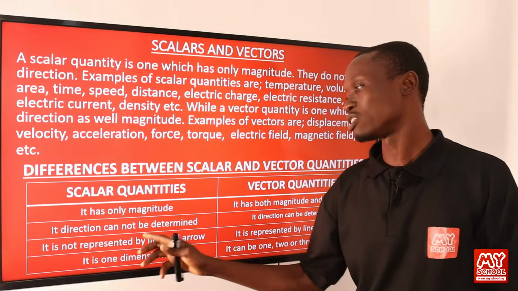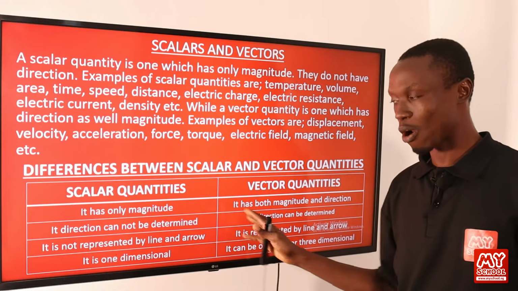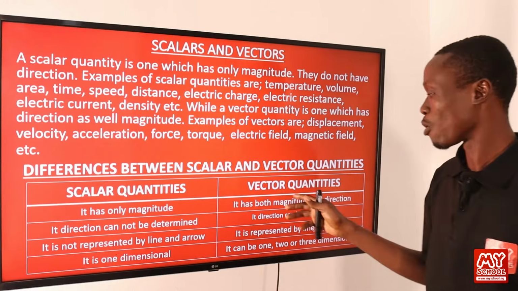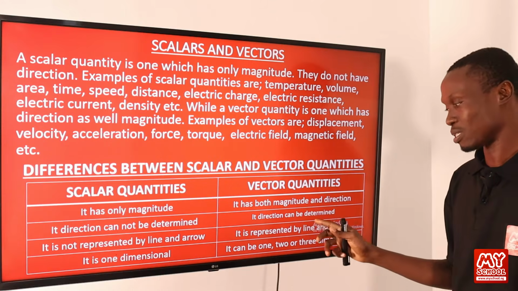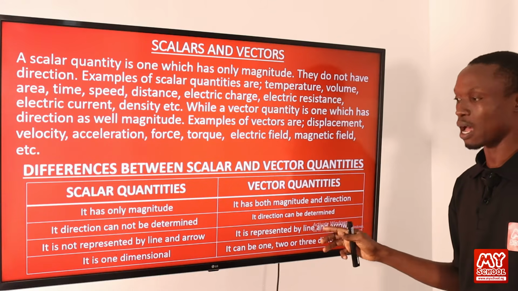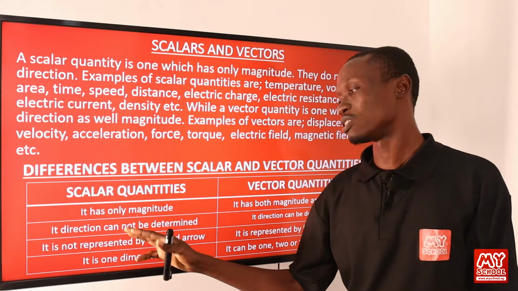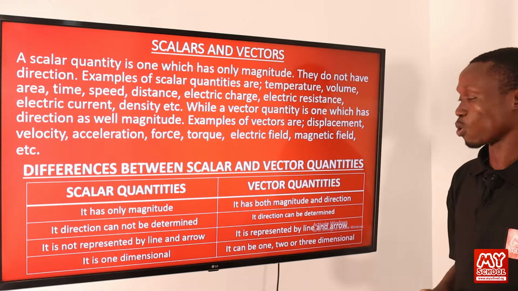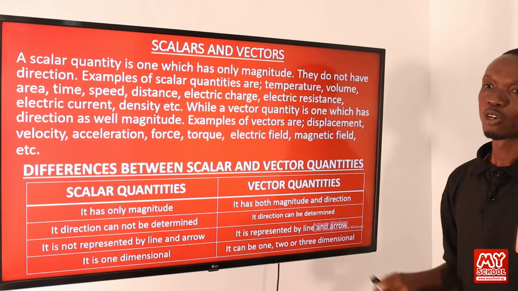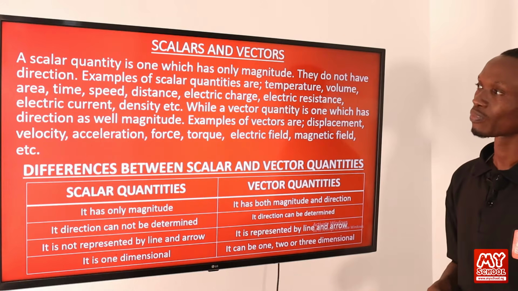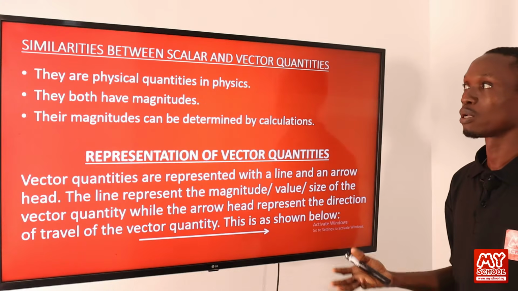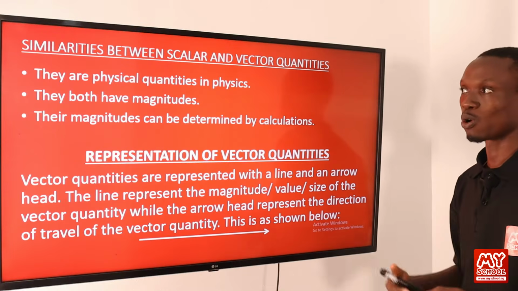Now, a scalar quantity is not represented by line and arrow. We don't represent scalar quantity using line and arrow, but a vector quantity can be represented by line and arrow. A scalar quantity is one-dimensional, while a vector quantity can be 1, 2, or 3-dimensional. So let's move to the next slide. On the next slide, we are going to be looking at the similarity between both scalar and vector quantity.